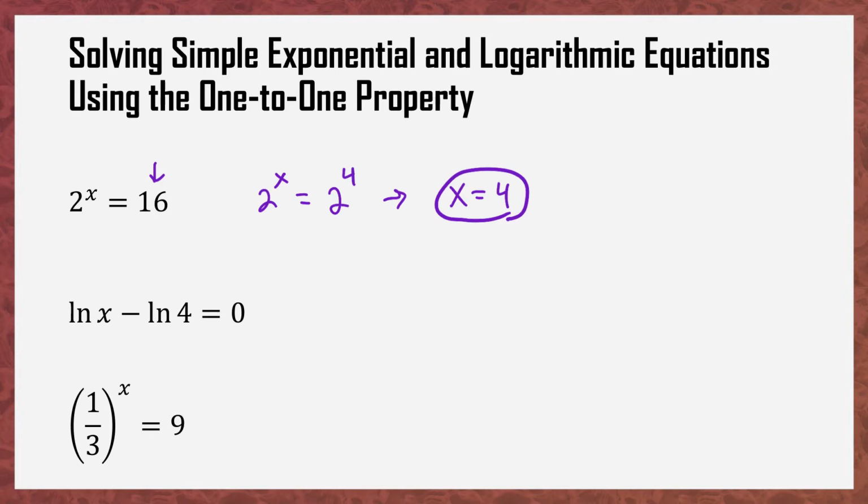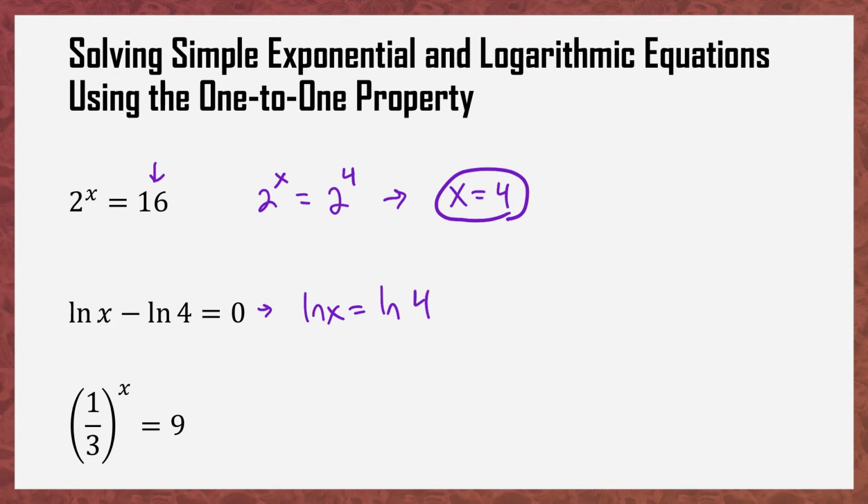Okay, in the next problem, we have ln of x minus ln of 4 equals 0. This is weird because they're both on the same side of the equal sign, and we haven't seen that before. But you know what? We're going to add ln of 4 to both sides. So add the natural log of 4 to both sides, and anything plus 0 is itself. So ln of x will equal ln of 4.